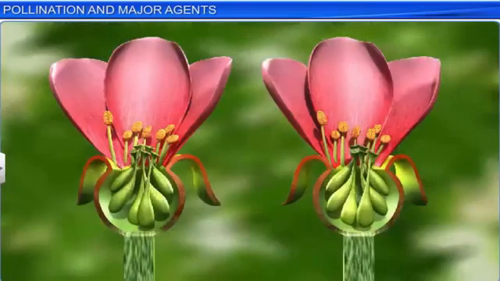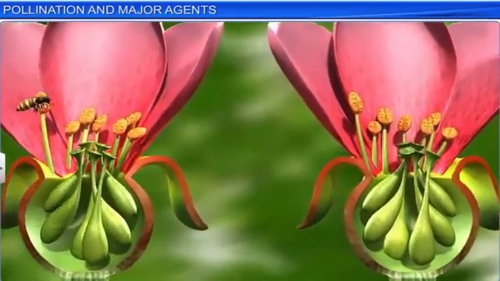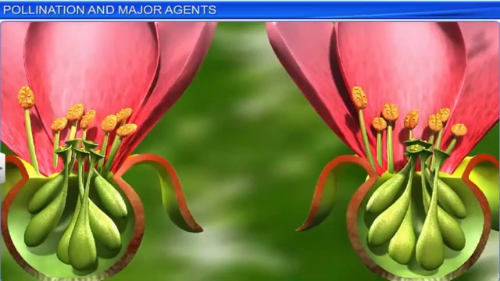When a pollinating agent comes in contact with the anther, its body gets covered in a coat of sticky pollen grains. When the agent sits on another flower to suck the nectar, the pollen present on their bodies comes into contact with the stigma, thus completing the process of pollination.